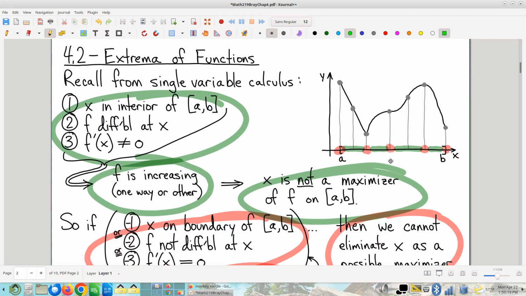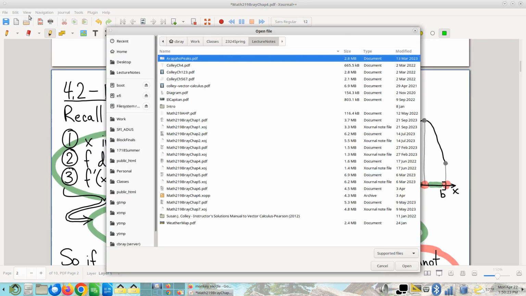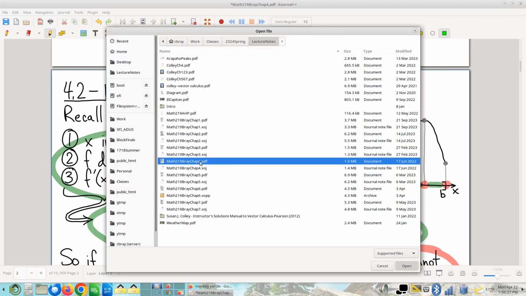Okay, I forgot to erase all of my stuff here. Let me fix this real quick. Sorry, I don't want to have to erase all of my junk.